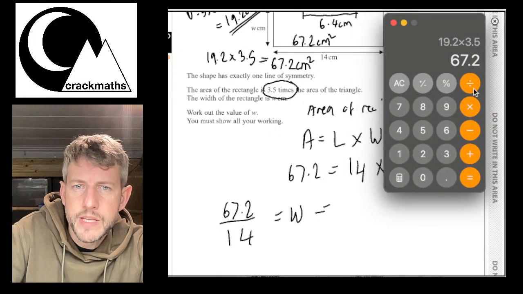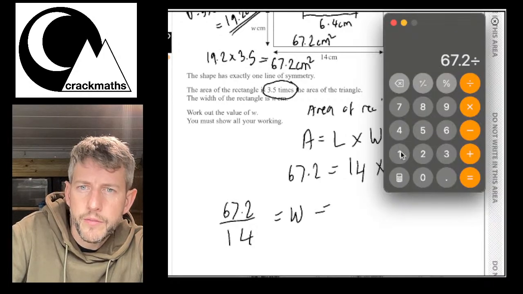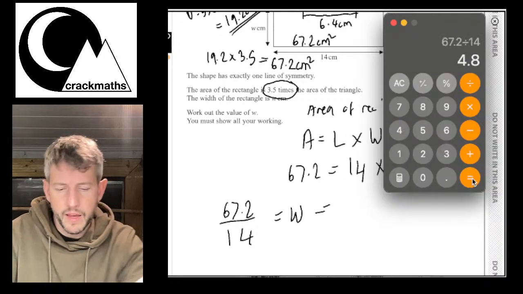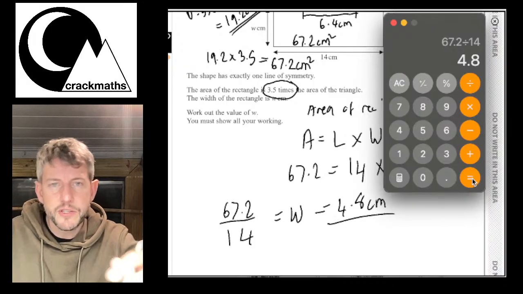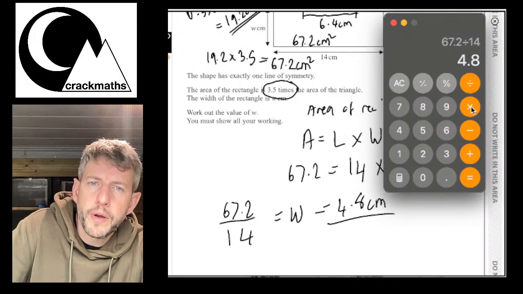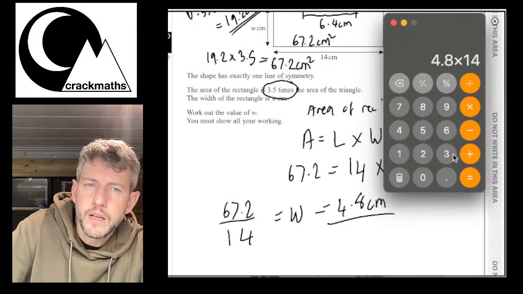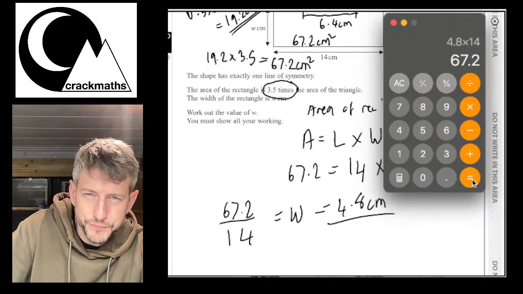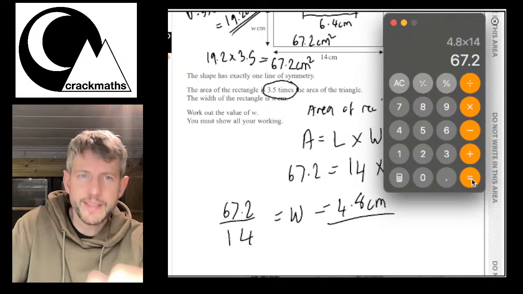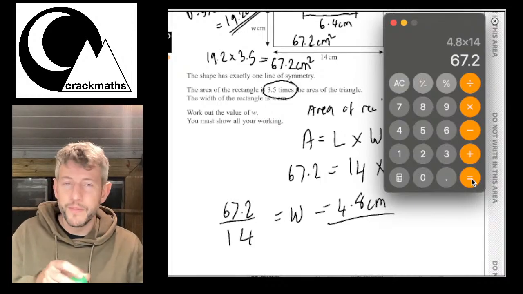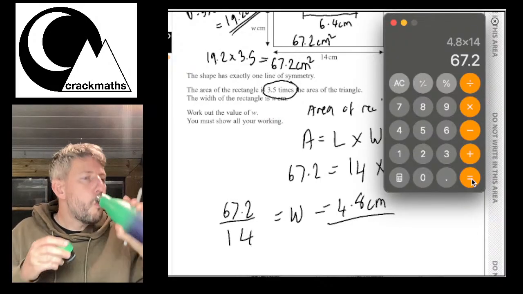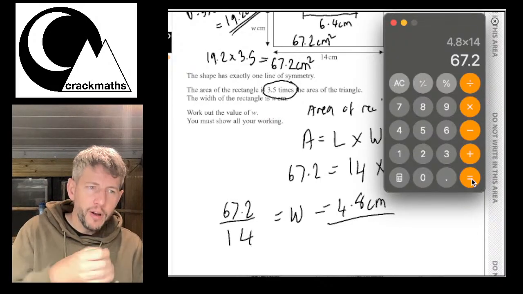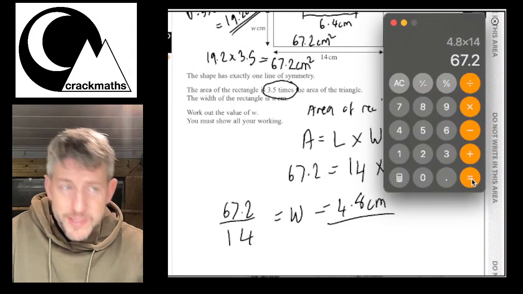So let's do 67.2 divided by 14, and that equals 4.8 centimetres. Okay, and let's just check. 4.8 times 14, does it give the right area? And it does. Excellent. So there we go. That's perfect. Right, okay. Let's move on to the next one.